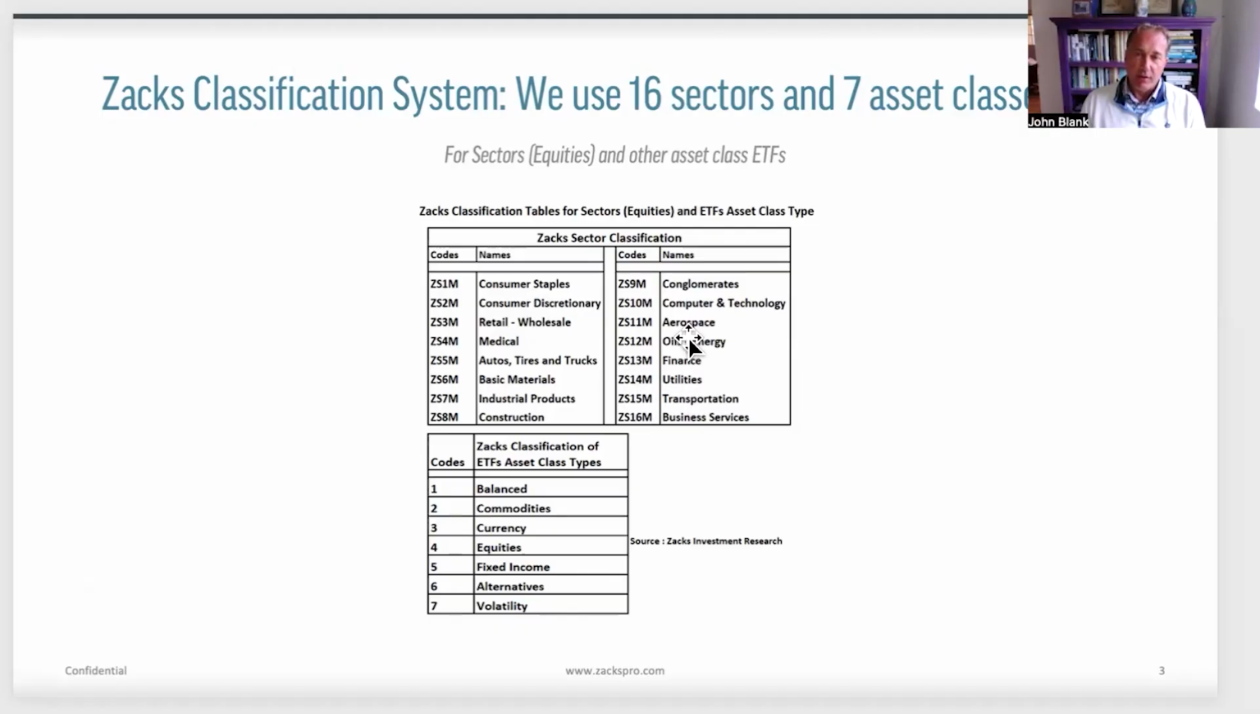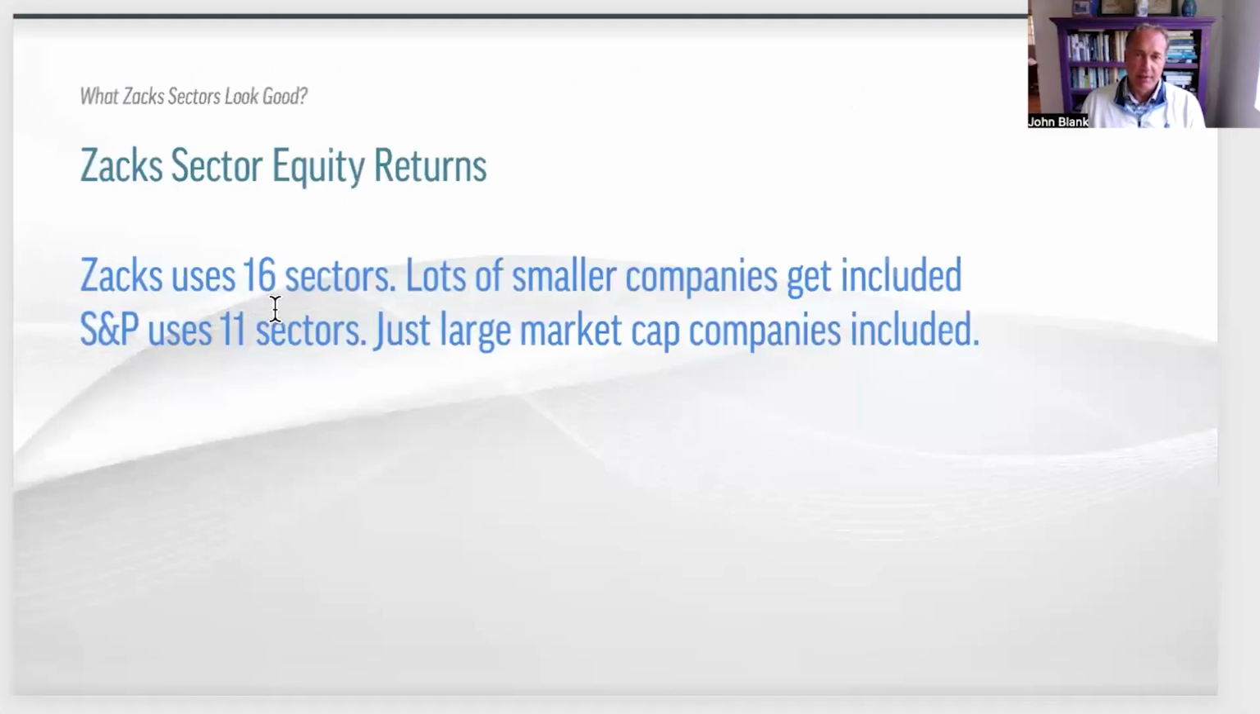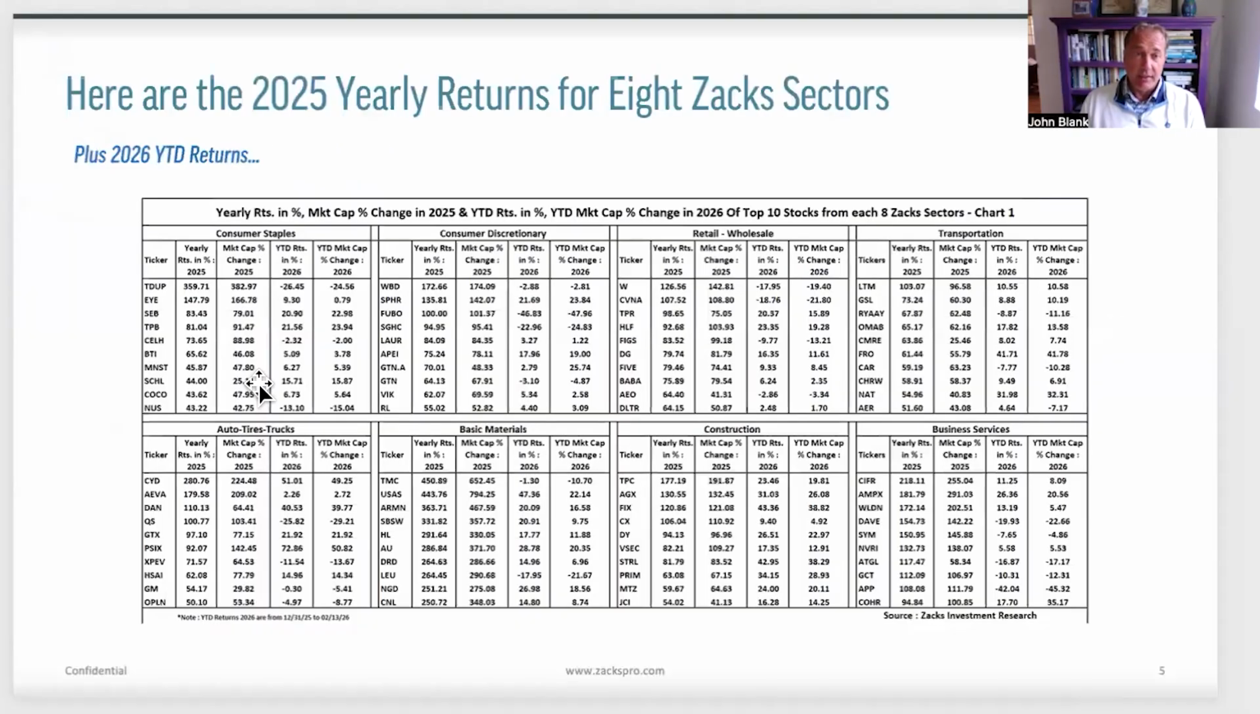So there are similarities. We've got utilities, finance, oils and energy, computers and technology, of course, the big one for all of us these days. Just keep this in mind, 16 sectors, like I said, and lots of smaller companies get included. S&P has 11 sectors, just large cap companies in those 11 sectors. So this is a more granular level of understanding, and it's going to give us these types of returns.